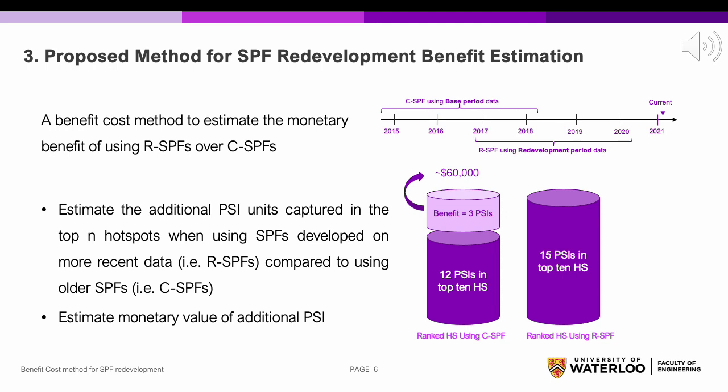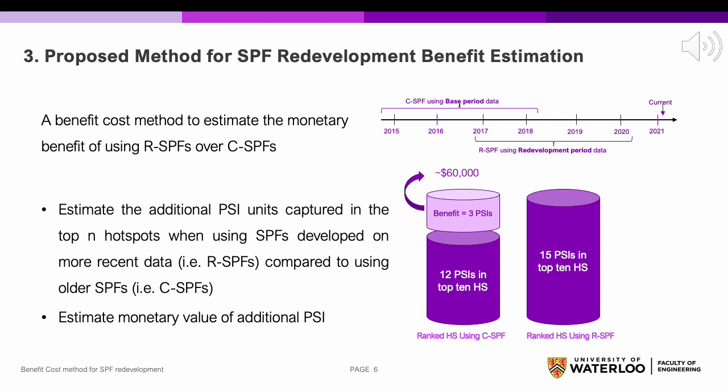The benefit is captured in terms of how much more PSI units can be achieved through using RSPF, which stands for redeveloped SPF, instead of using CSPF, which stands for calibrated SPF. Let's consider an example. Assume that we are in the beginning of year 2021. Now, CSPFs will be based on data from previous period where our previous SPF was developed, which in our example is 2015 to 2018. But our SPF will be developed based on the redevelopment period, which is the most recent period to current time.